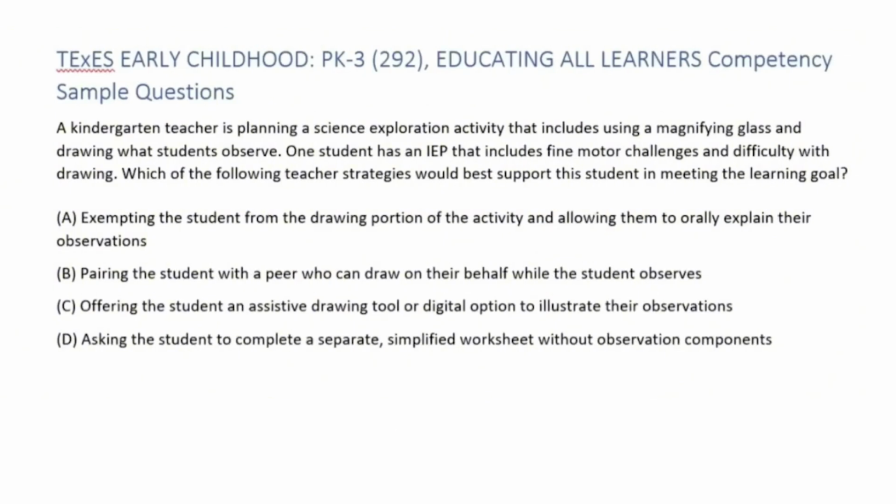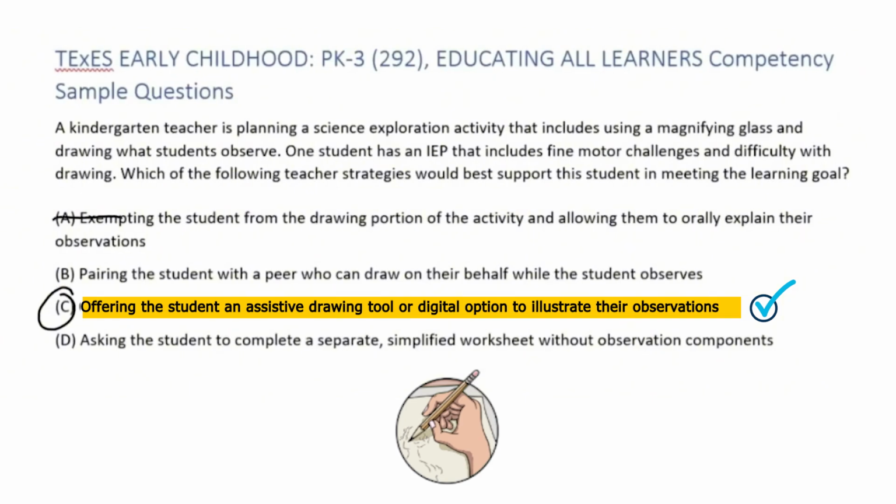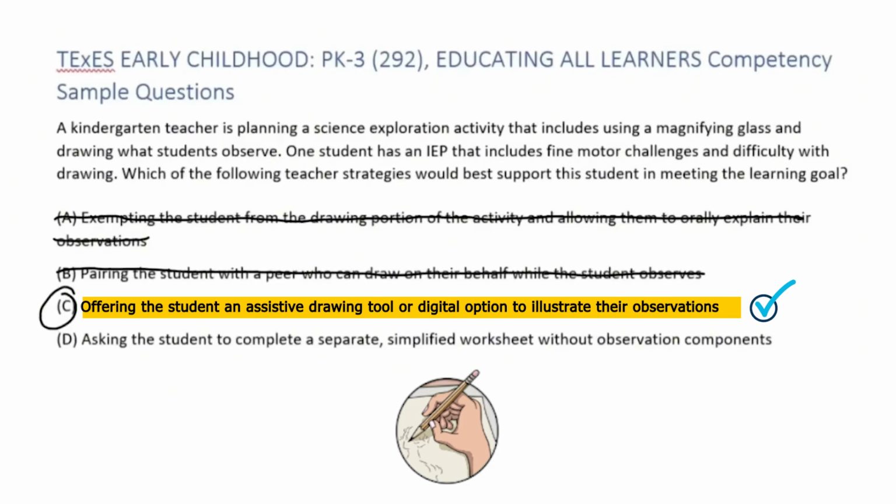The correct option is C. It is correct because accommodations should provide access to the same instructional goals through alternative appropriate means. Using technology or assistive tools helps students with disabilities participate equitably in the classroom activities while demonstrating their understanding. Option A excludes a core part of the task. Option B diminishes independence and may hinder engagement. And option D lowers expectations rather than providing access.